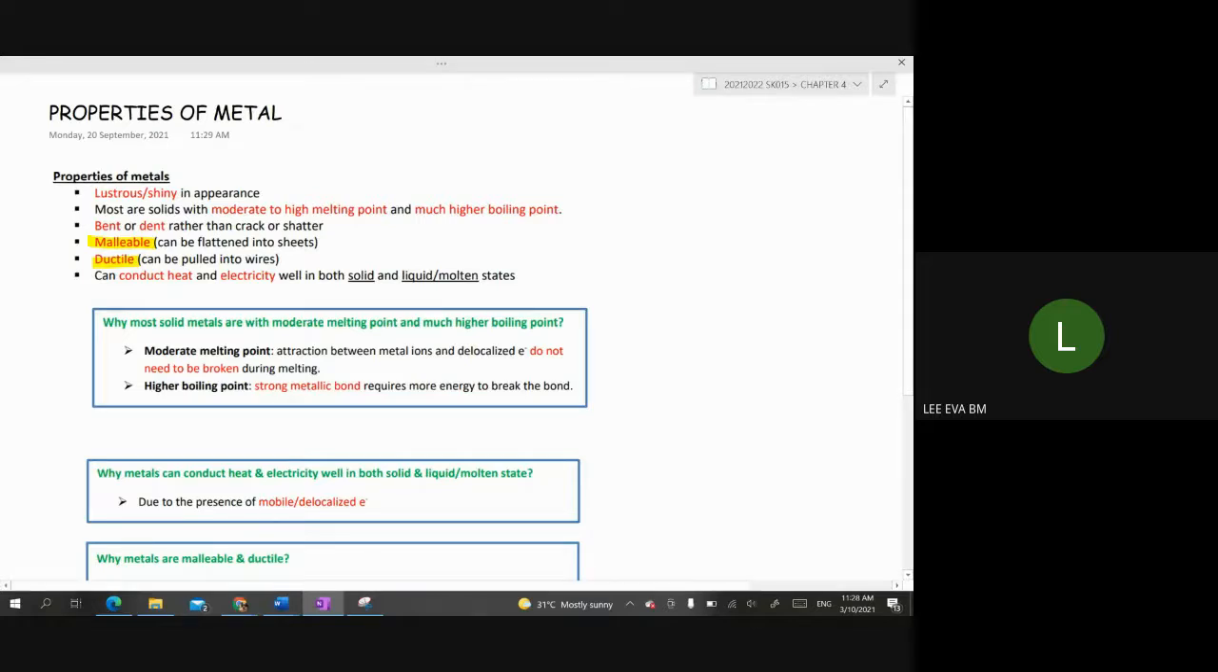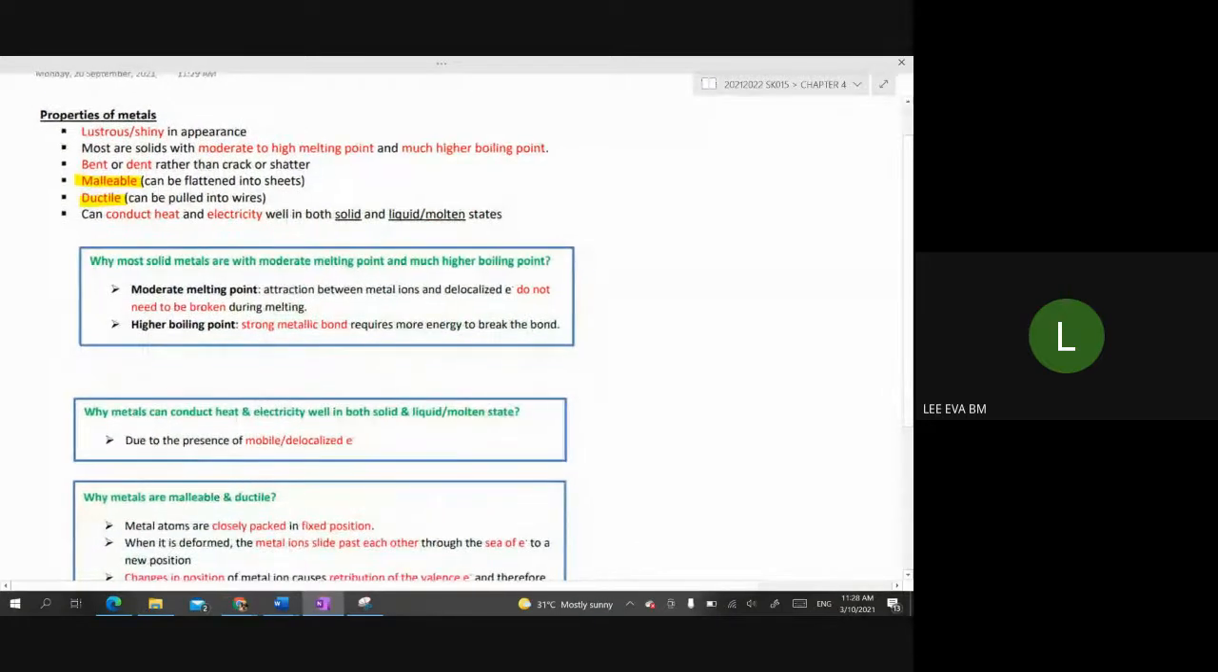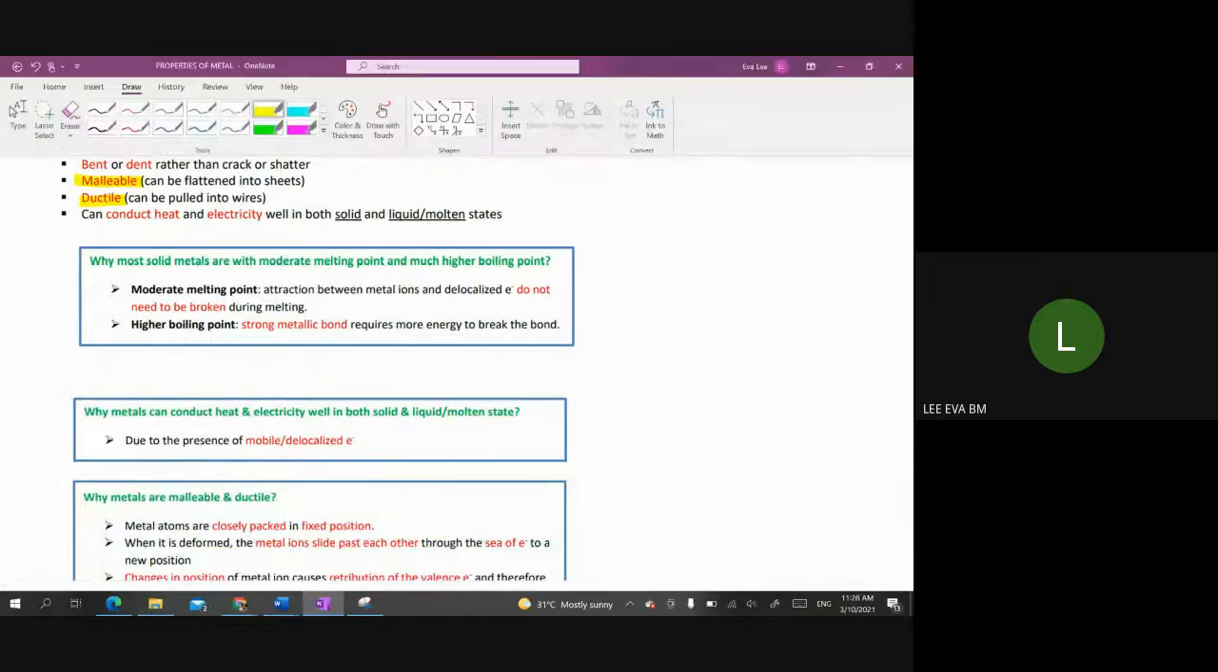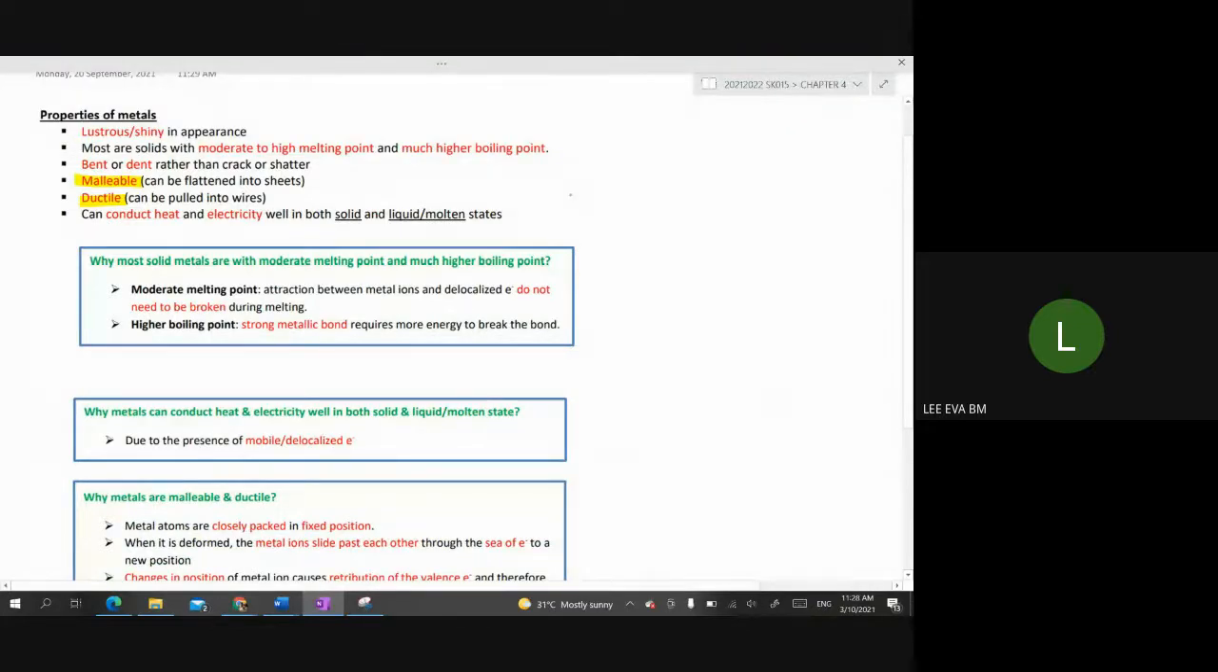Okay, and then the last one is it can conduct heat and electricity both in solid and liquid state. So over here, when you see something like this, when madam says aluminium, over here inside your bracket I put liquid or liquid and molten. Refer to the metal in the molten state.